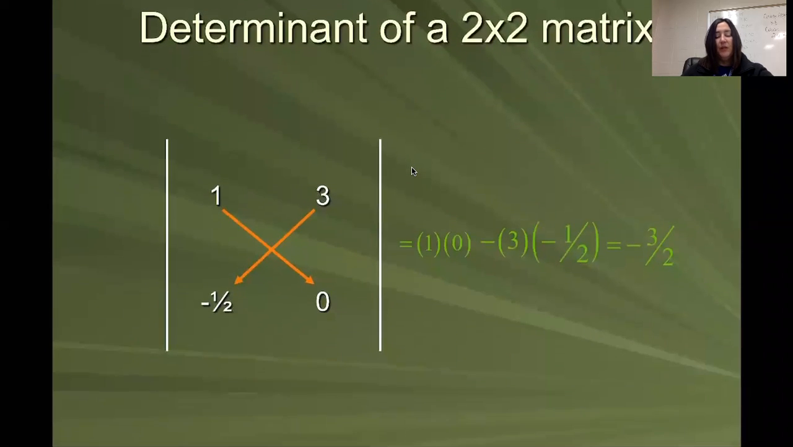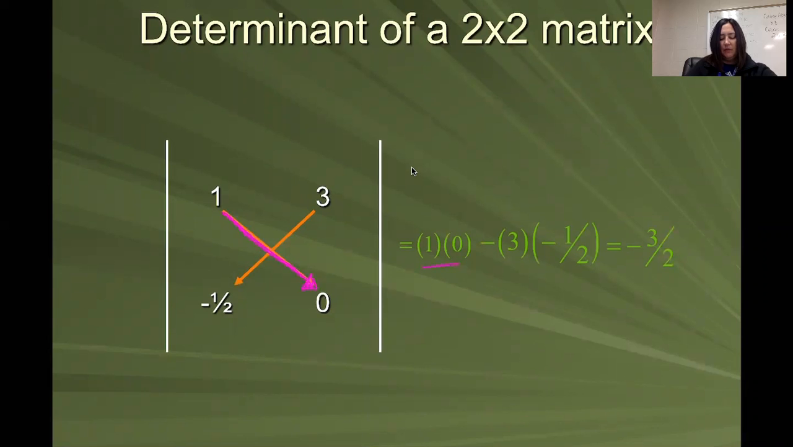To find the determinant of a 2x2 matrix, you actually did this when you were finding inverses. So you take your front diagonal. When I say front diagonal, you're going this direction. So you're going to take 1 times 0 minus the back diagonal, so 3 times the -1/2, which gives us a 3/2. So I say the front diagonal minus the back diagonal.